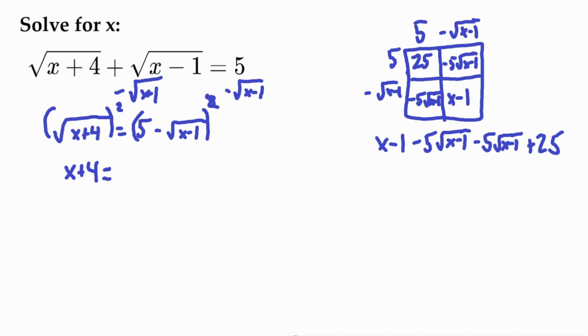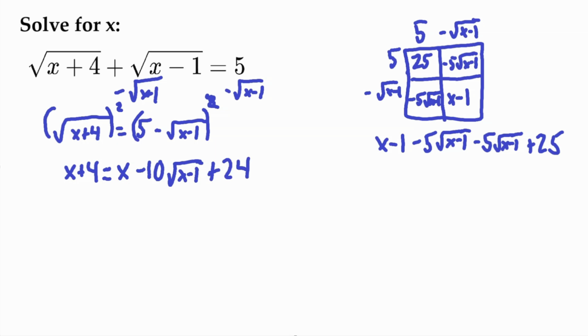Okay? And now we can put this into our right side here. But we can also simplify it a little. So we have our x here in front. And then these two values of square root of x minus 1, negative 5 and negative 5, we can put them together. So that would be negative 10 square root of x minus 1. And then plus 25 minus 1 is plus 24, okay?